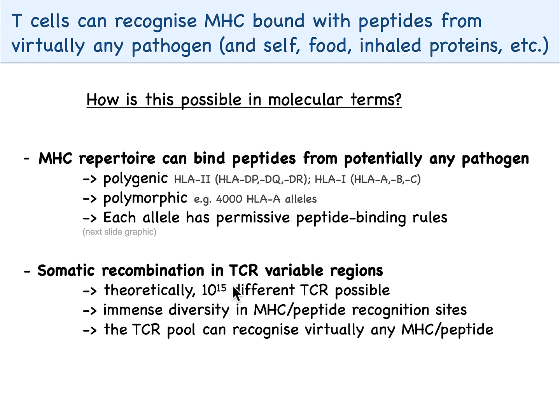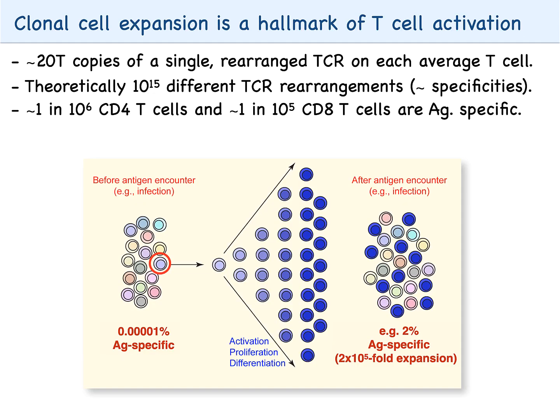This is really a lot. Yeah, so you have a huge diversity in TCR recognition of MHC peptide. So as a result, the T cell pool can recognize virtually any MHC peptide complexes. So this is a fantastic mechanism to ensure that you have specific T cells for virtually any pathogen that you would encounter. But this means that each T cell specificity has to occur in very low numbers. Otherwise, you would not have enough space to accommodate all these T cells.